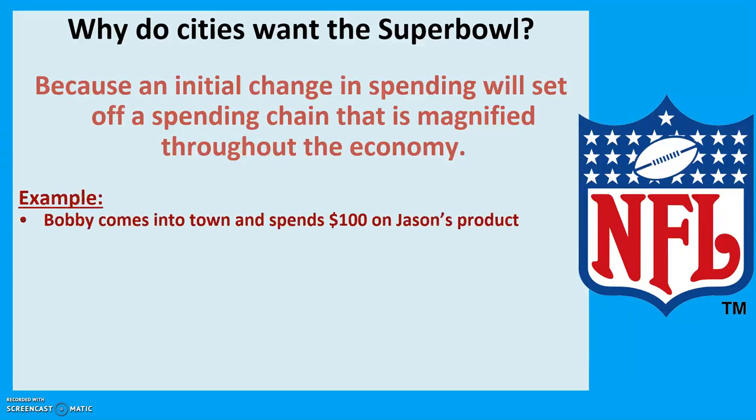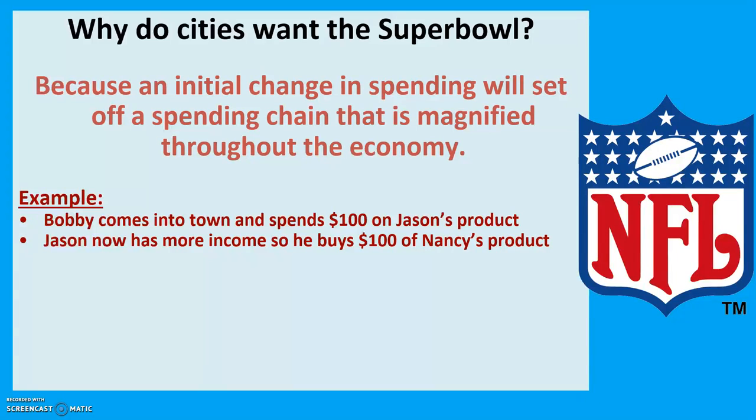So let's say Bobby comes to town for the Super Bowl and spends $100 on Jason's products. Well, now Jason has $100 new. What's he going to do with it? Well, he's going to spend some and he's going to save some. So Jason has some more income, so let's say he spent all of it. Jason's going to spend $100 at Nancy's store. Nancy now has another $100.